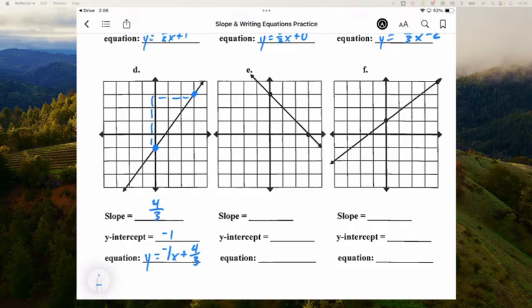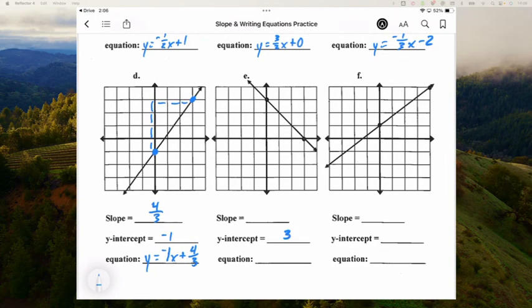Next one, y-intercept is 3. Slope, down 1, 2, 3. To the right 1, 2, 3. Negative 3 over 3. Or simplifies to negative 1 over 1. Y equals negative 1 over 1 x plus 3.